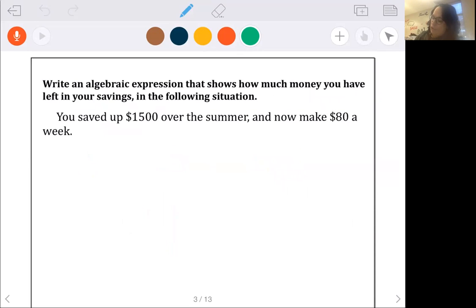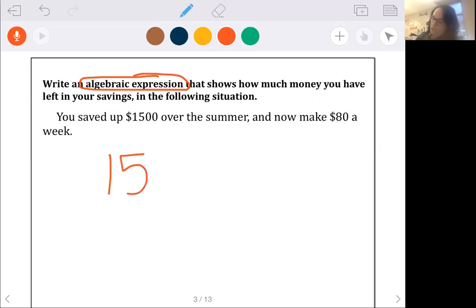Write an algebraic expression. What that means is there's a variable in it. You're going to be multiplying, subtracting, adding, that shows how much money you have left in your savings account. Okay, so you saved up $1,500 this summer.